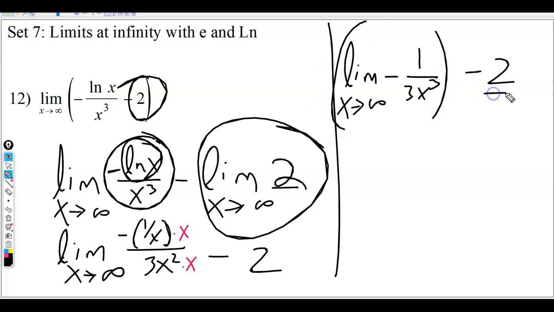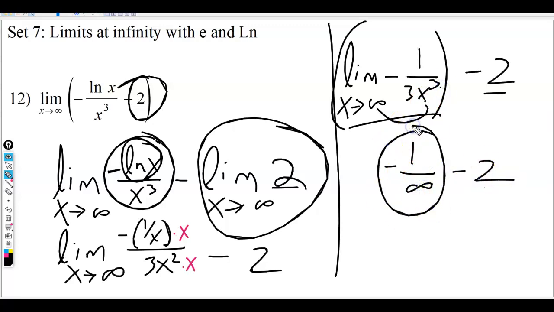So we already took the limit of the 2, so I'm going to leave that separate, but now we're working on the limit of this. All right, now if we plug in infinity here, I get negative 1 over infinity cubed times 3, which is going to be infinity. And 1 over infinity is 0. My final answer there will be negative 2.